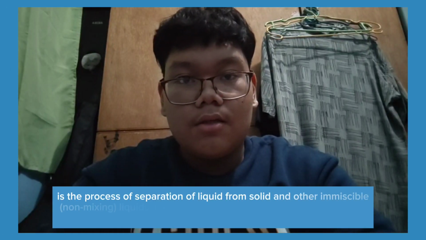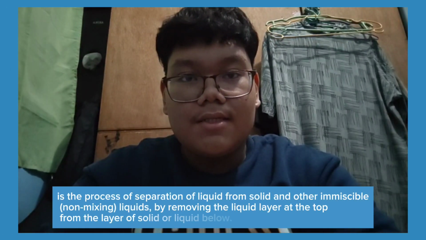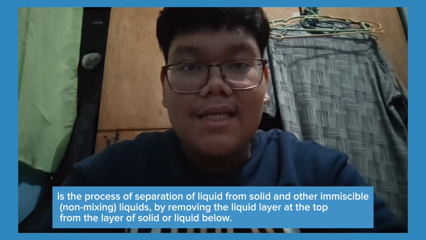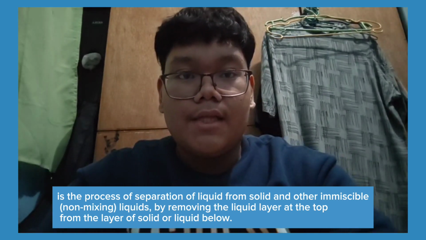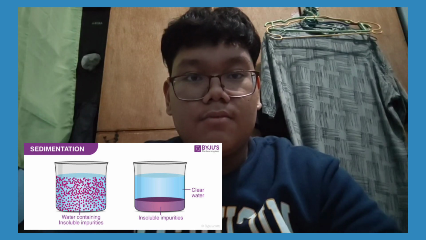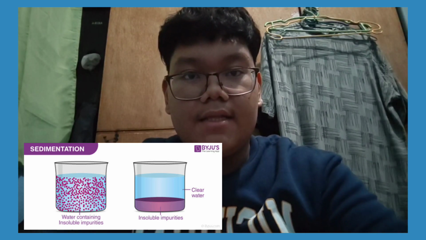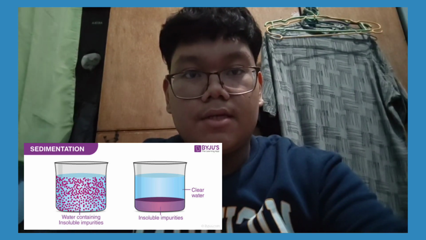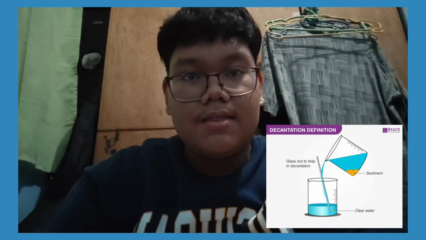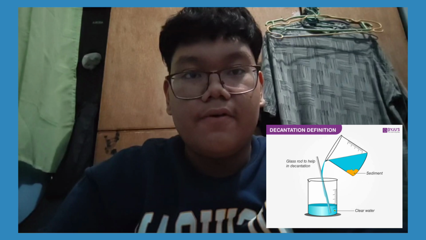What is decantation? Decantation is the process of separation of liquid from solid and other immiscible, non-mixing liquids by removing the liquid layer at the top from the layer of solid or liquid below. How does decantation work? The solid particles settle down at the bottom due to gravity, forming a sediment, while the liquid remains on top. The clear liquid supernatant is carefully poured off or siphoned from the top, leaving the sediment behind.